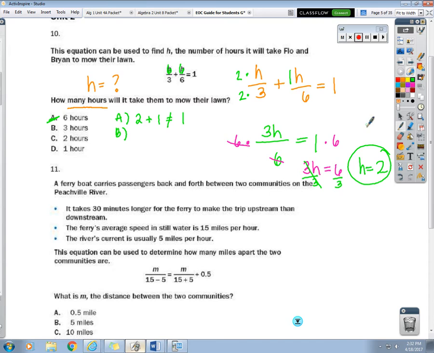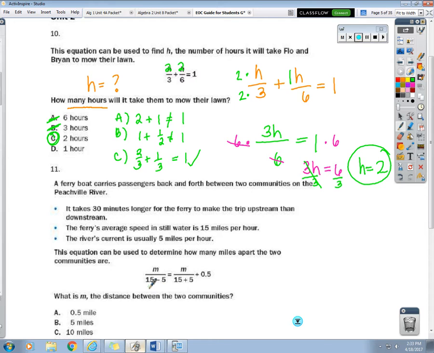Then you would have tried B by plugging in 3 into each H place. What's 3 over 3? What's 3 over 6? What's 1 plus 1 half? 1 and a half, which is not the same thing as 1, right? So B didn't work. Then you would plug in C, 2 hours, into both H's. What's 2 over 3? 2/3, or 0.67. What's 2 over 6? 1/3. Is 2/3 plus 1/3 equal to 1? Yes. So that's how the second way you could have done it.